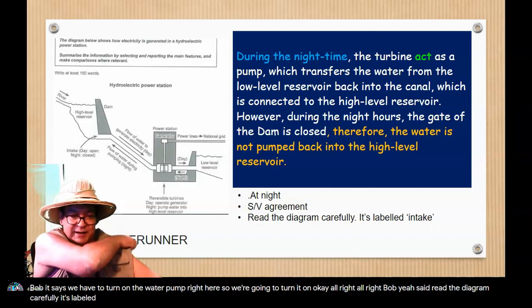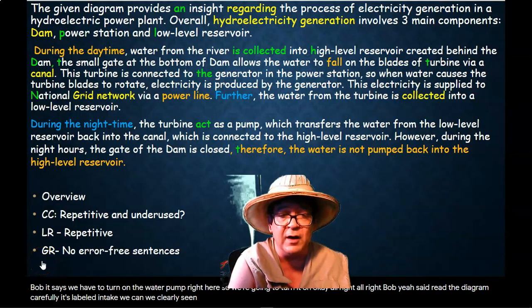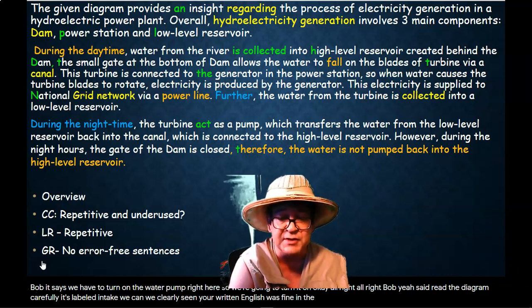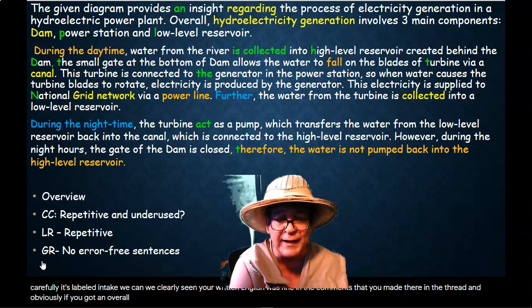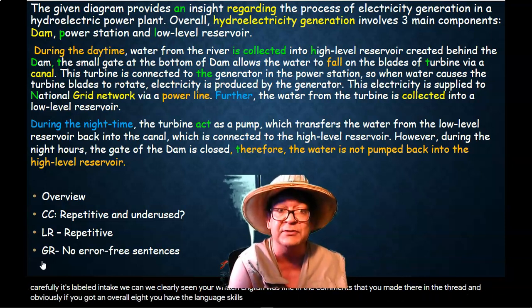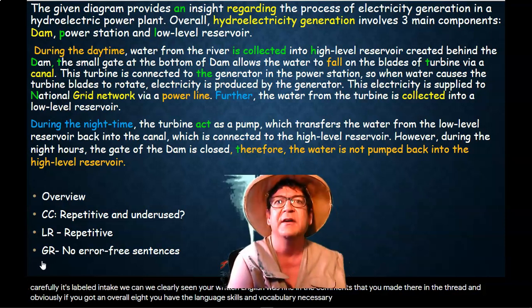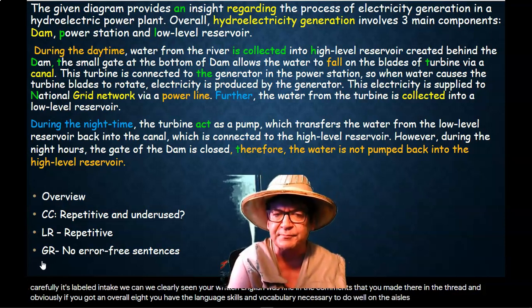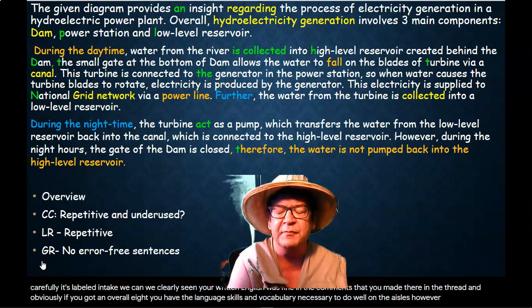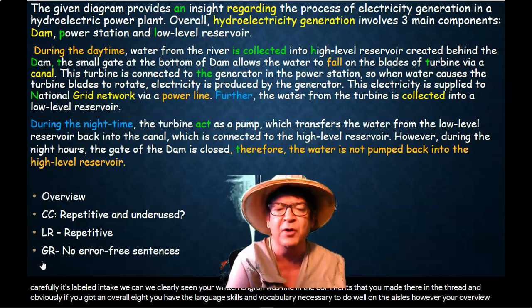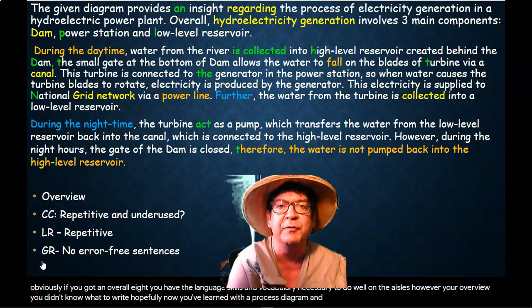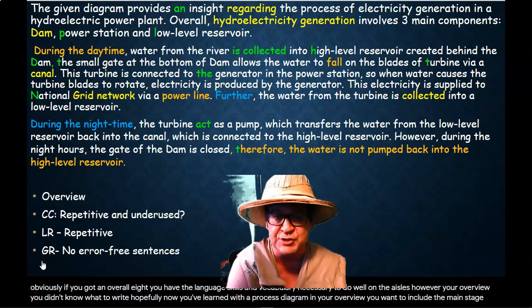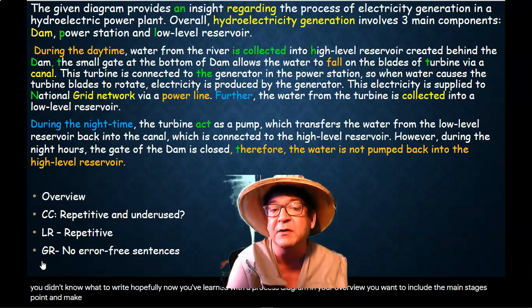It's labeled intake. We clearly see that your written English was fine in the comments that you made there in the thread. And obviously, if you got an overall 8, you have the language skills and vocabulary necessary to do well on the IELTS. However, your overview, you didn't know what to write. Well, hopefully now you've learned. With the process diagram in your overview, you want to include the main stages, point and make comparisons if you can.